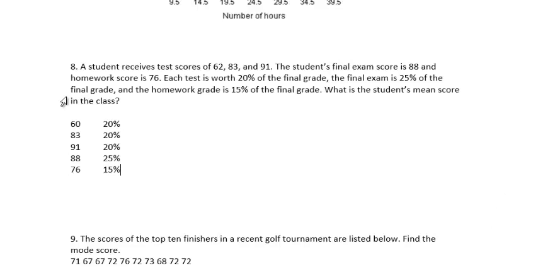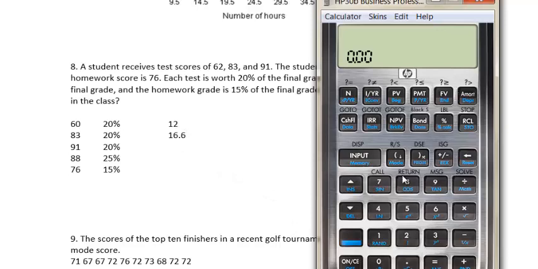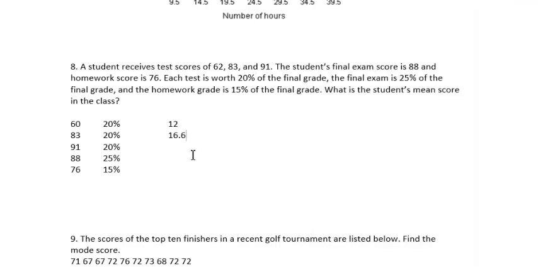If they were all equal, you could just add them up and divide by 5 to get the mean. If they were all 20%. Here you have to multiply each one by the percentage and add them up at the end. How do you do that? Well, 60 times 20%, 1/5 of 60 is 12. 1/5 of 83 is 16.6. By the way, if you can't figure this out in your head, you can simply do it on a calculator. Let me open up a calculator, as a matter of fact. Okay, 91 times 0.2, which is 20%, gives you 18.2.